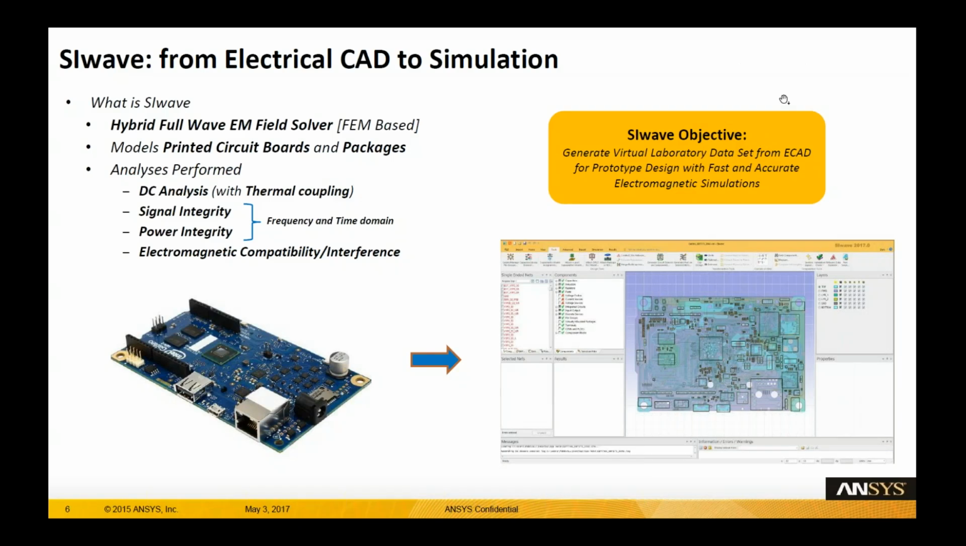First of all, we'll take a look at what is ANSYS SIwave. It's a hybrid full wave EM field solver that's finite element method based. It can model printed circuit boards as well as packages. The analyses performed by this tool could be DC analysis with thermal coupling, which is today's topic, and also handles signal and power integrity, both in frequency and time domain, as well as electromagnetic compatibility and interference.